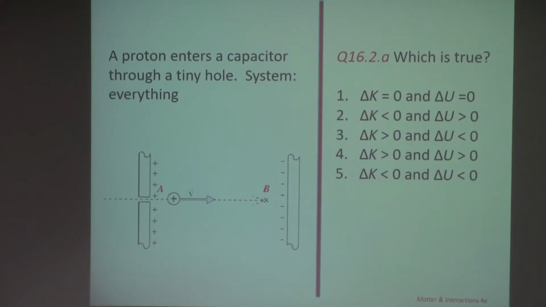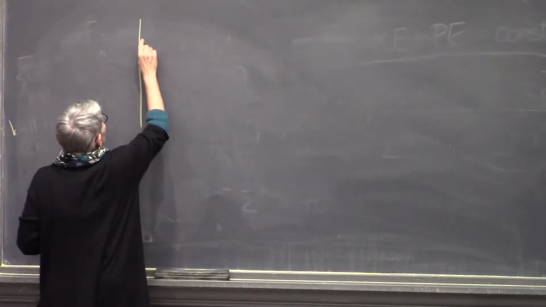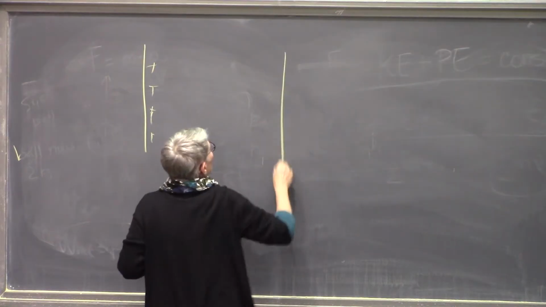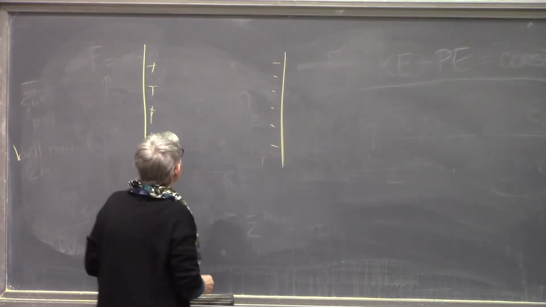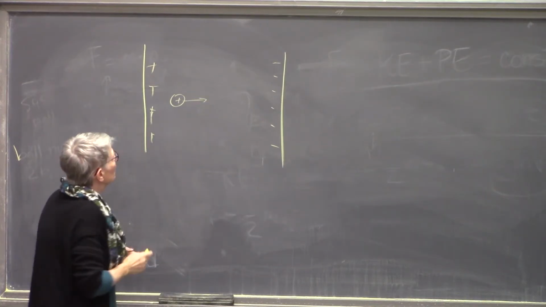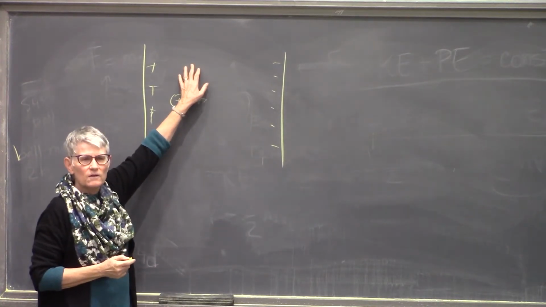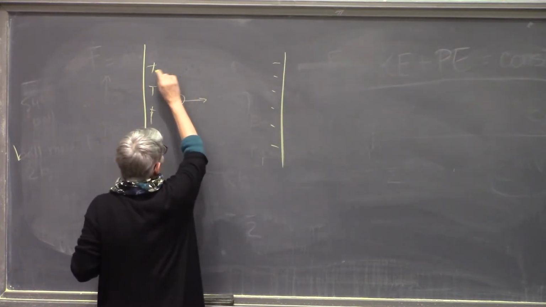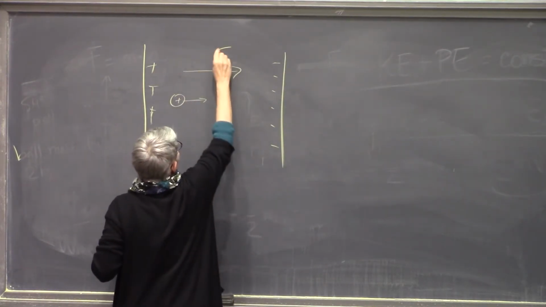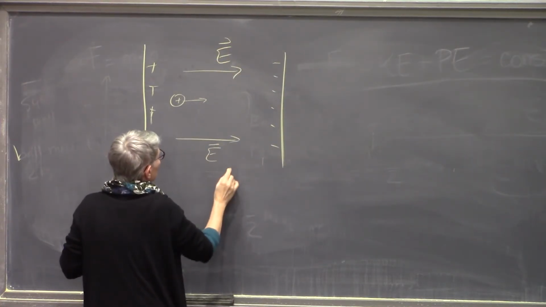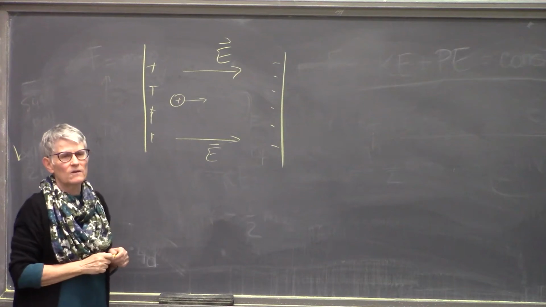Okay. Well, let's think about the inside of the capacitor here. So here's these positive charges, and here's these negative charges, and here's our proton heading this way. How would I draw the electric field in this region? Yeah, okay, so positive charges here, negative charges here, so we have an electric field in here. Does the proton feel a force due to this electric field?